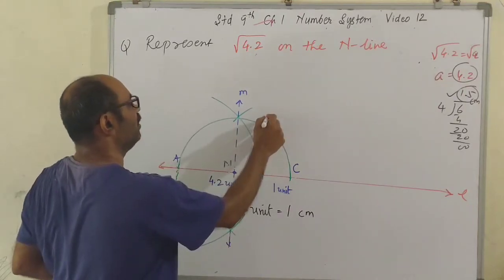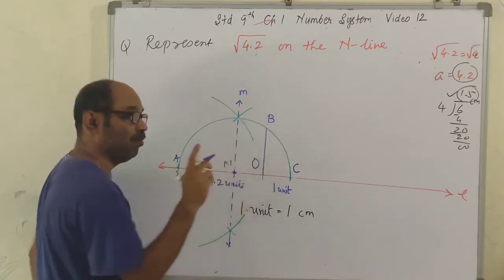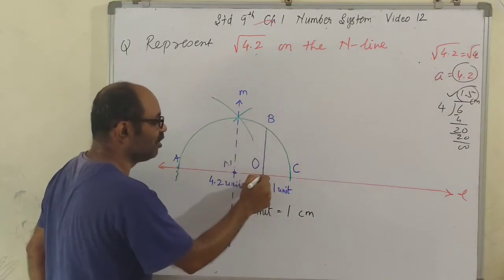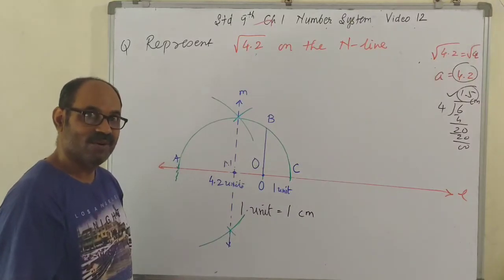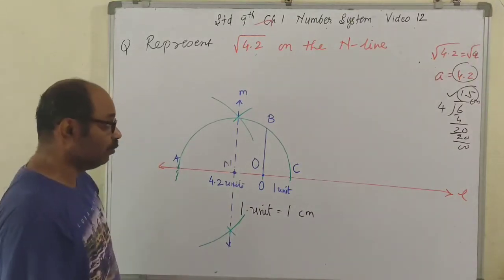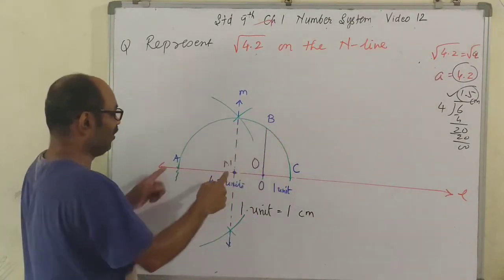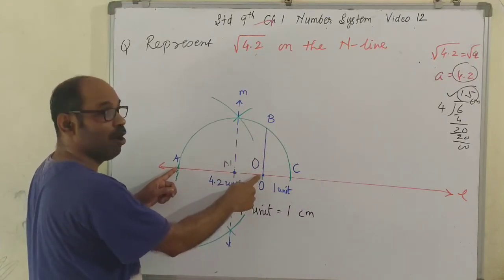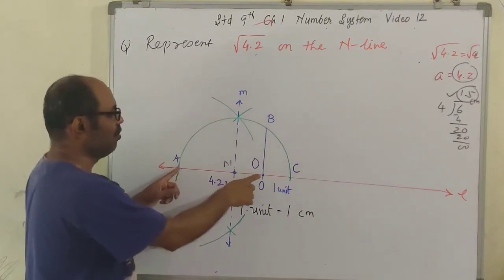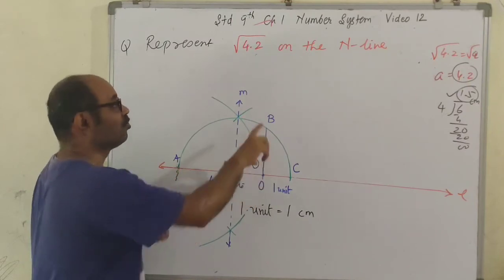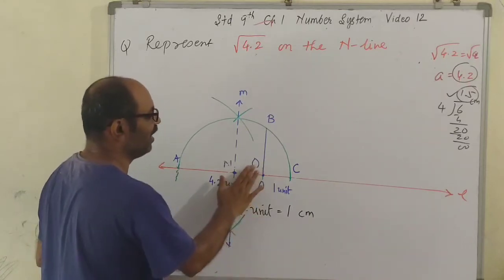And call that point. See children, this point I'm going to call it B and this point I'm going to call it O. I'll tell you the reason. Because this is going to be the origin. So the number corresponding to it is 0. Alright? Okay. Now, this OB, what have you taken? How much have you taken? AO, how much did you take? 4.2. Isn't it? AO you have taken 4.2. So OB is square root of 4.2. That you got.